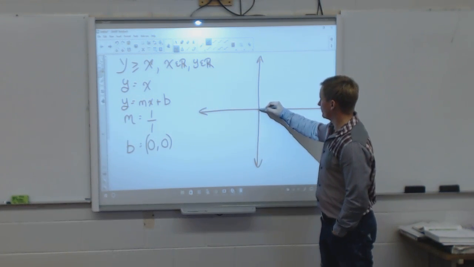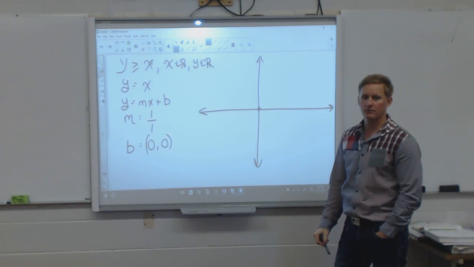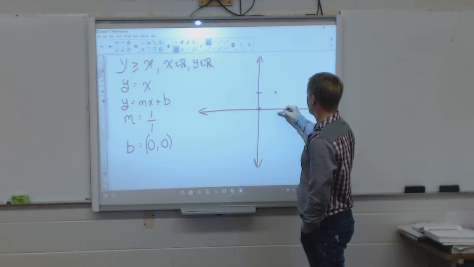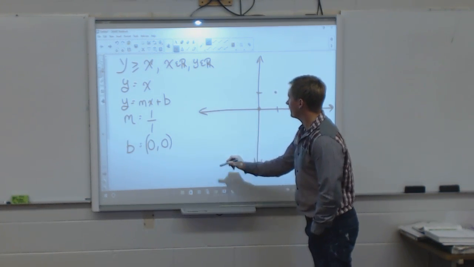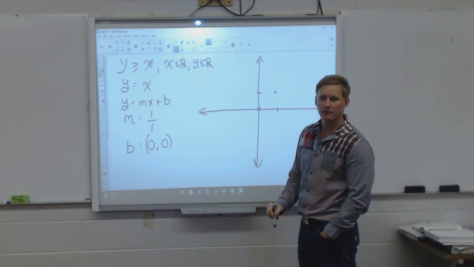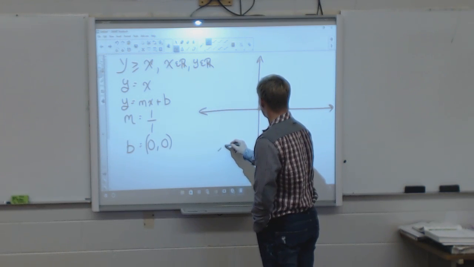Okay? So I go to 0 and 0, and where do I go? Up 1, right 1. Up 1, right 1, to there. Graph it. Solid or dotted line? Solid. Why? Because it's equal to.